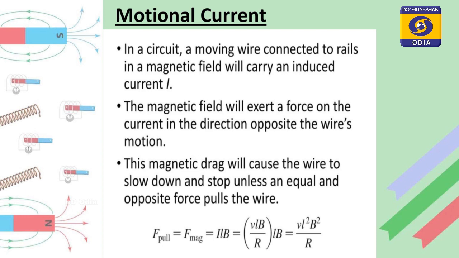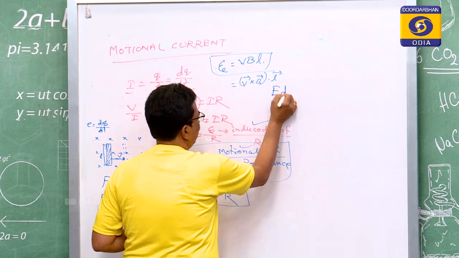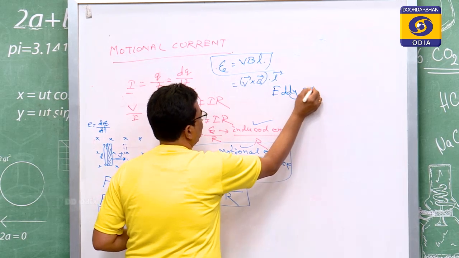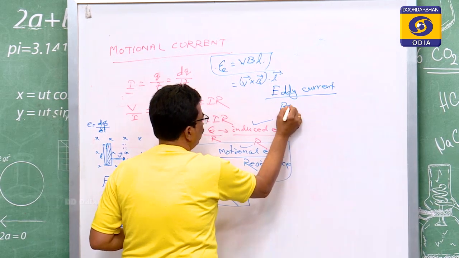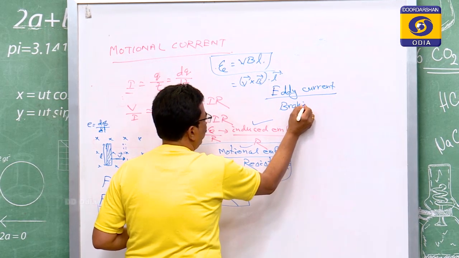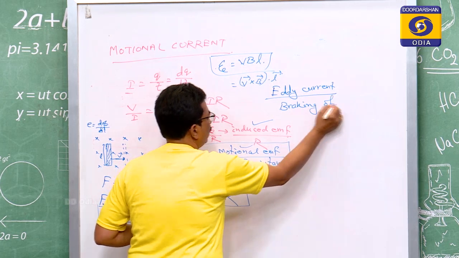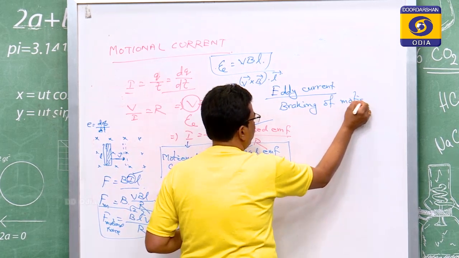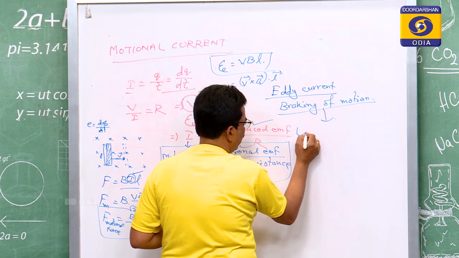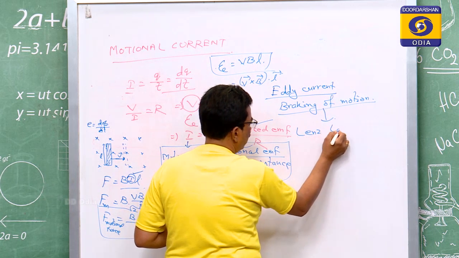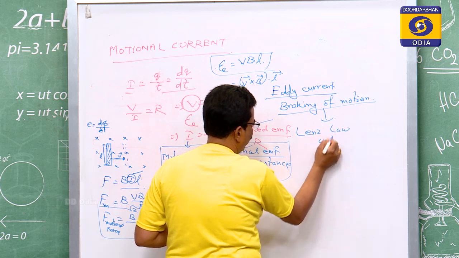So, this motional force leads to the development of another current which is known as the Eddy current. This Eddy current is developed due to the braking of the motion. This braking of the motion leads to Lenz's law and Faraday's law.